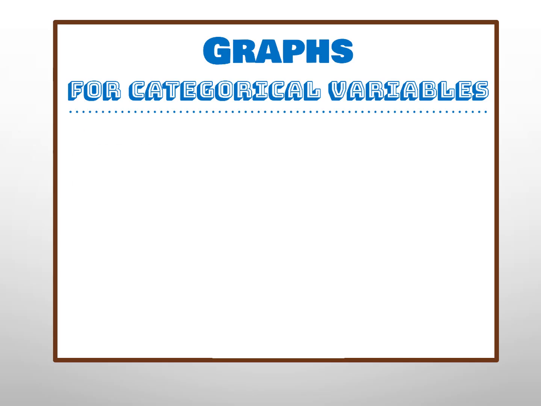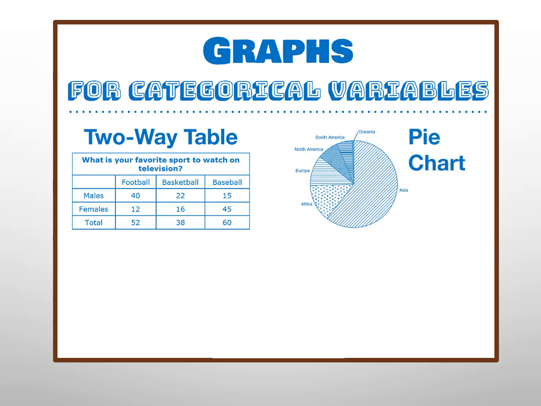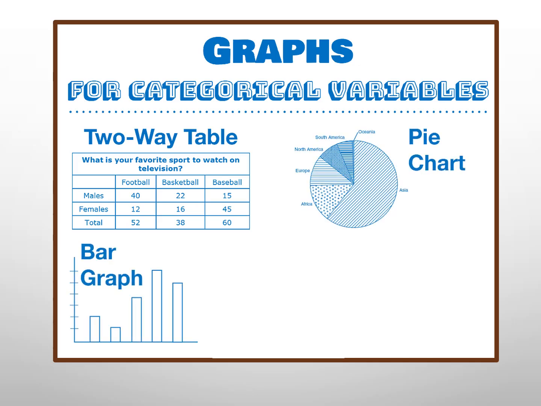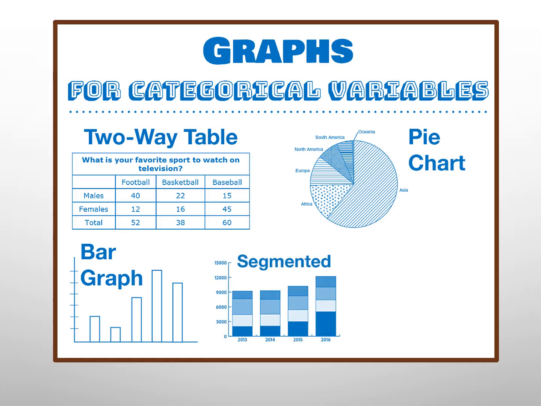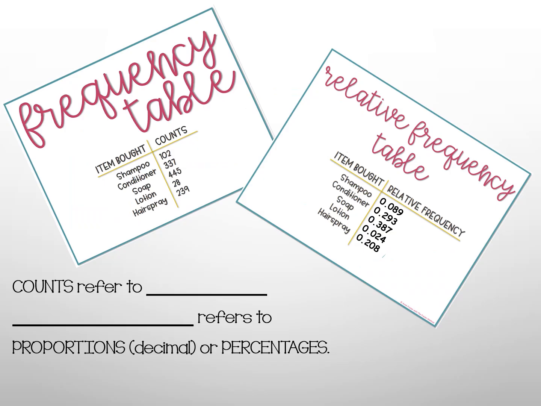Graphs for categorical variables. 2A tables, that's a few days down the road, but we'll be doing them. Pie chart today, also called a circle graph. Bar graphs. Segmented bar graphs, we're not going to be using those. Side by side, there's an example of that in our notes.